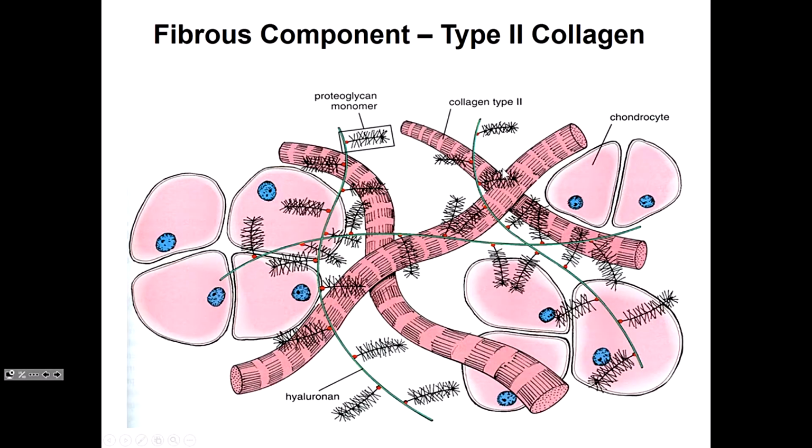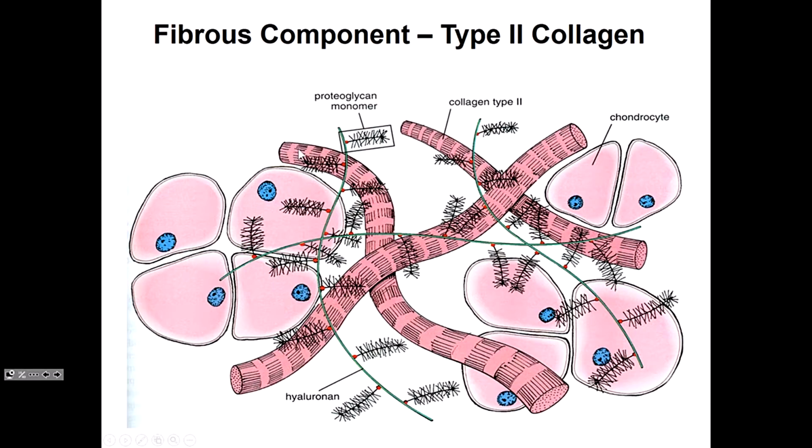Okay, so I talked about the proteoglycans, glycosaminoglycans kind of cover everything, and one of the things that they cover is the fibrous component, which is type 2 collagen. Type 2 collagen is present in all cartilage. There's 3 different types of cartilage: fibrocartilage, elastic cartilage, hyaline cartilage. Type 2 collagen is present in all of them.